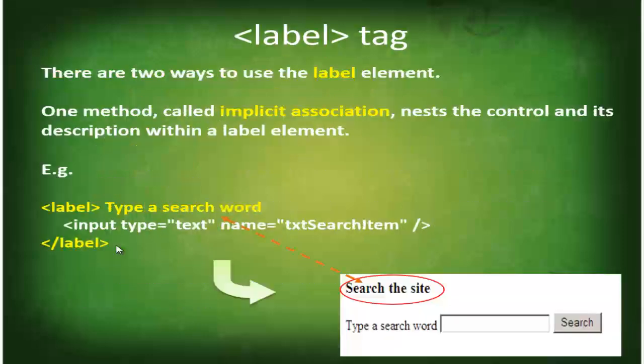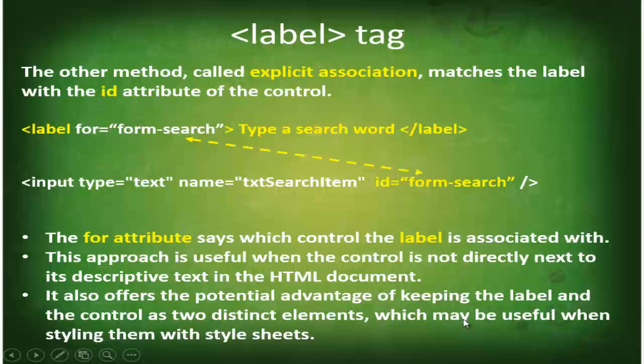So label is used to associate with something. You can have a label, and within the label you can have an input box. Because the label is surrounding the input box, it is called implicit association. So this label is associated with the given text box or anything.